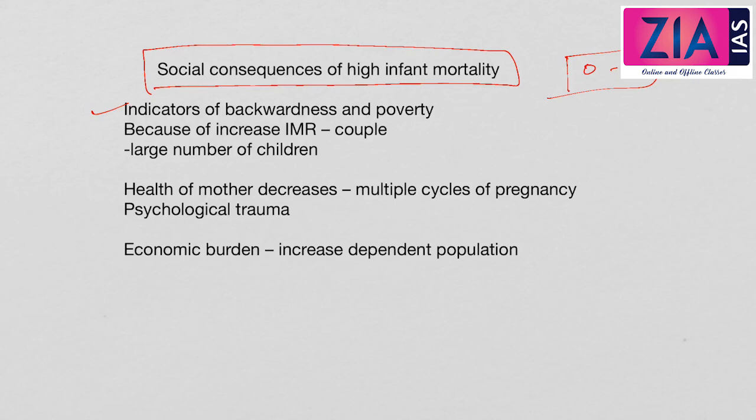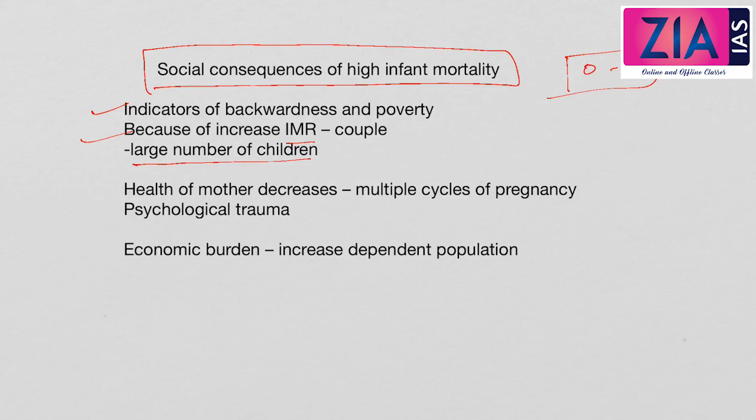Then because of increased IMR, couples will aim to have more children, because even though a couple has 2 or 3 children, they always have a feeling that anytime these babies will die because of the high infant mortality rate in the region where they live. So they intend to have more children so that at least in adulthood they will have a few to survive.